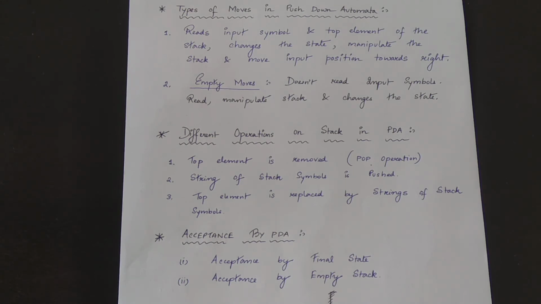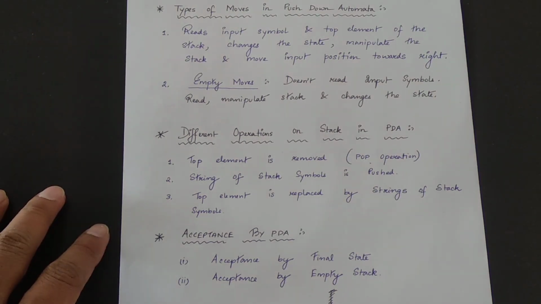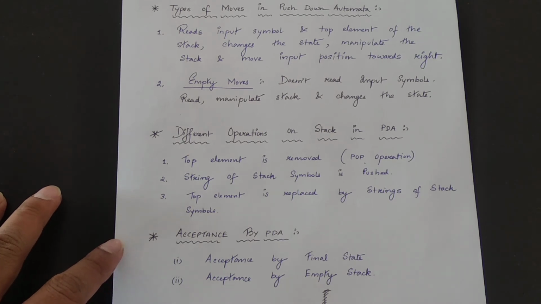And the second one is the empty move. Empty move means it doesn't read any input symbol. It manipulates the stack and changes the state. That's it, as I have told you, where epsilon is being read. So these are the two different types of moves. Keep in mind, you can also pause the video and note down the definition. It will be helpful if you are preparing any kind of notes.